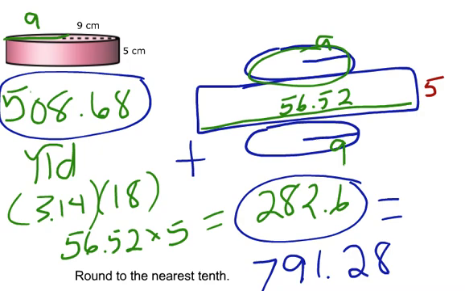looking at, we're changing the 2, but we're going to look at the 8. So the 8 is 5 or more, add 1 more, so we're going to add 1 more to the 2, making it a 3. And so now the answer will be 791.3, and it is centimeters squared.